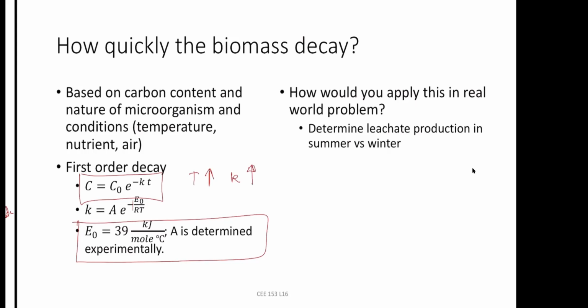So if I ask the question, determine the leachate production in summer versus winter, you know that in summertime, the degradation is more efficient. So what they do in cold climates when they design a landfill is that they have to actually apply heat. They have to have a heat pump to add hot air into the landfill for this to operate efficiently. Sometimes they also sprinkle hot water just to keep the temperature high.